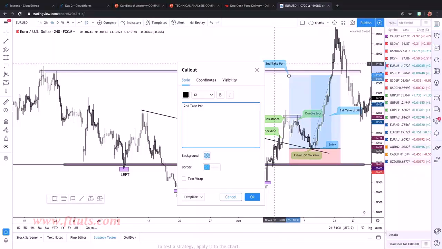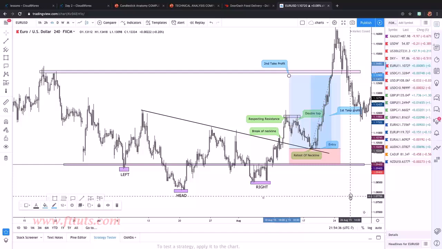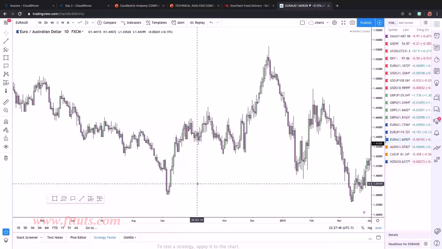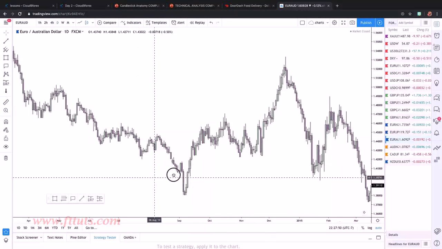Again, we don't want to be super greedy, right? Because we see that resistance level, so we want to take profit just in case. And then if it does break and retest, then we can go from there.